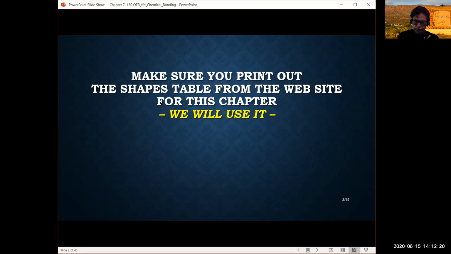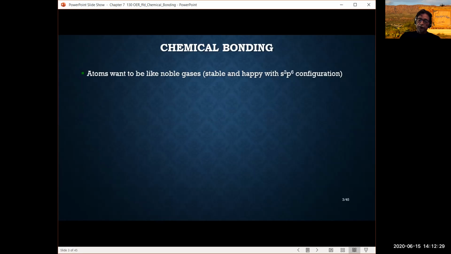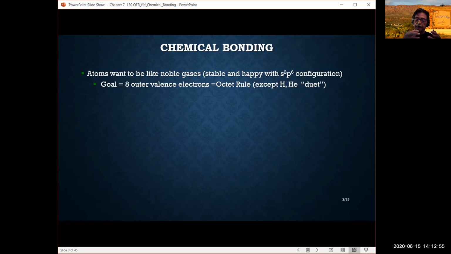Now, download the shapes table. We're going to need this for this particular chapter. So what do we know? We talked about chemical bonds. We talked about noble gases. We talked about the electron configuration. Noble gases are inert. They're very inert because the outermost shell is full. And the driving force in any chemical reaction is that octet rule, to somehow have the valence shell full and be isoelectronic with a noble gas.